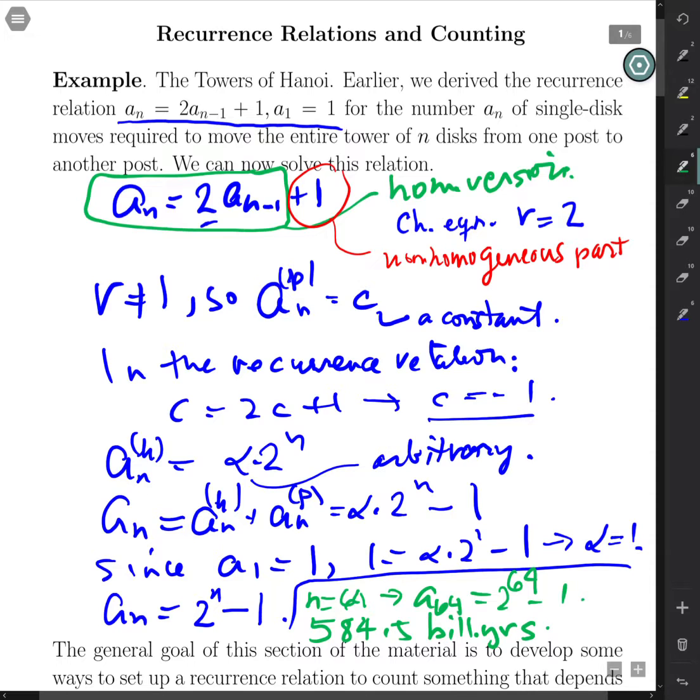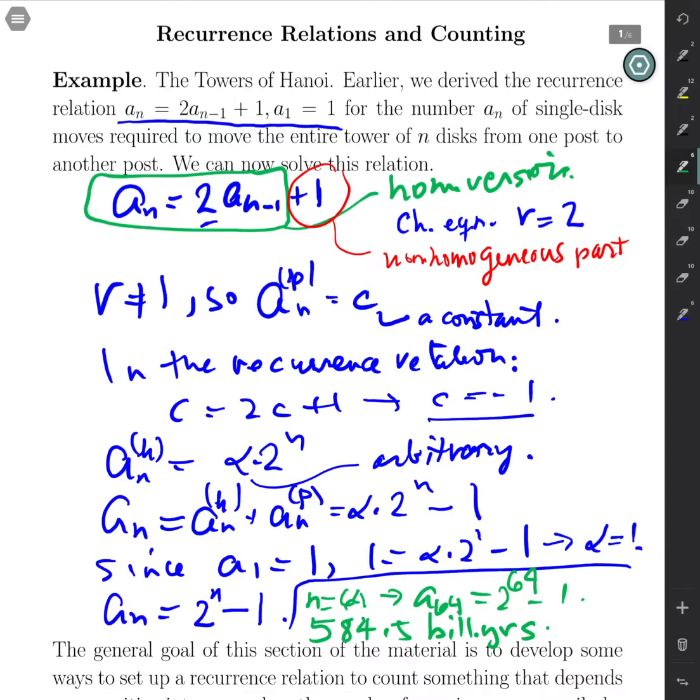And that's many times the length or the age of the universe according to astrophysicists. So that's one example where we went through the whole thing.